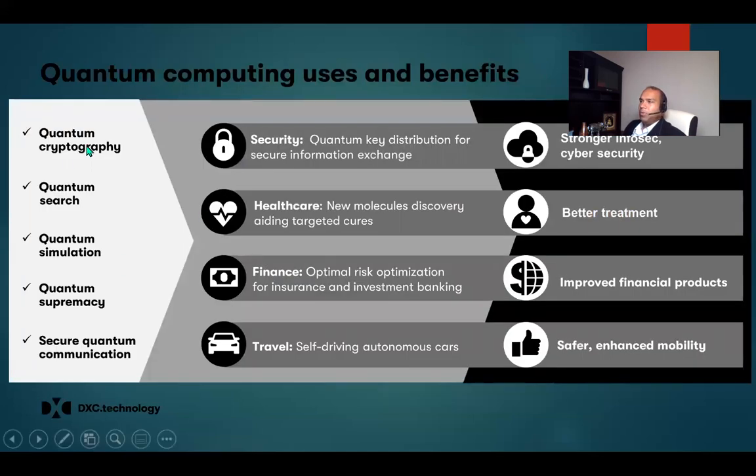it's going to help with quantum cryptography. It's going to be able to help with security. There will be a quantum key that is being distributed, right? And the quantum search that could help with new discoveries, good healthcare that we all need, and then quantum simulations for financial optimization, as we talked about, and travel, self-driving cars, right, and secure quantum communication that can help. So better, efficient treatment and improved stability for the whole world.